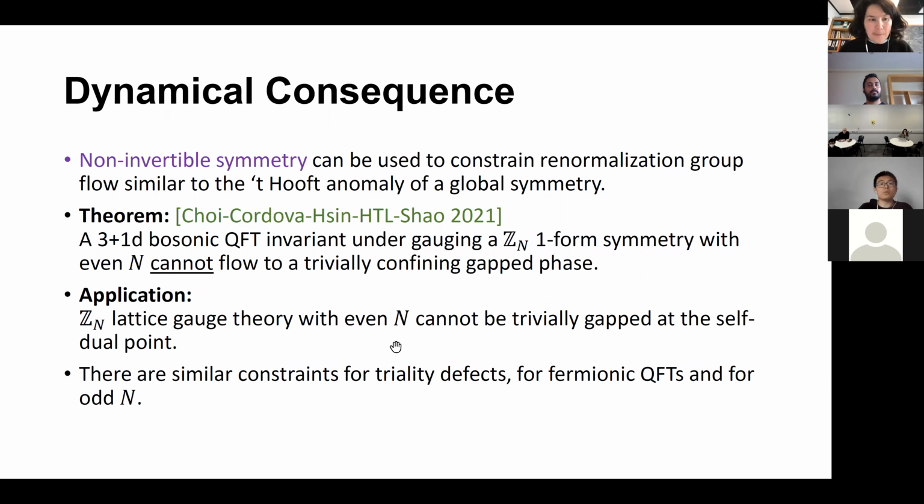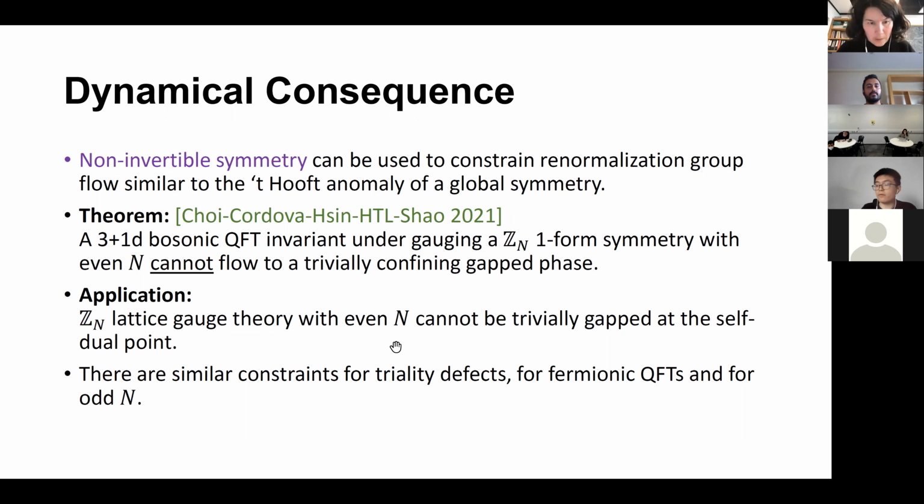Okay, after telling you about these interesting fusions of non-invertible symmetry defects, you may ask, is there any use of this non-invertible symmetry? Can we use them to do something? For example, one thing we can use them to do is to constrain renormalization group flow. This will be similar to what the 't Hooft anomaly of a global symmetry does.